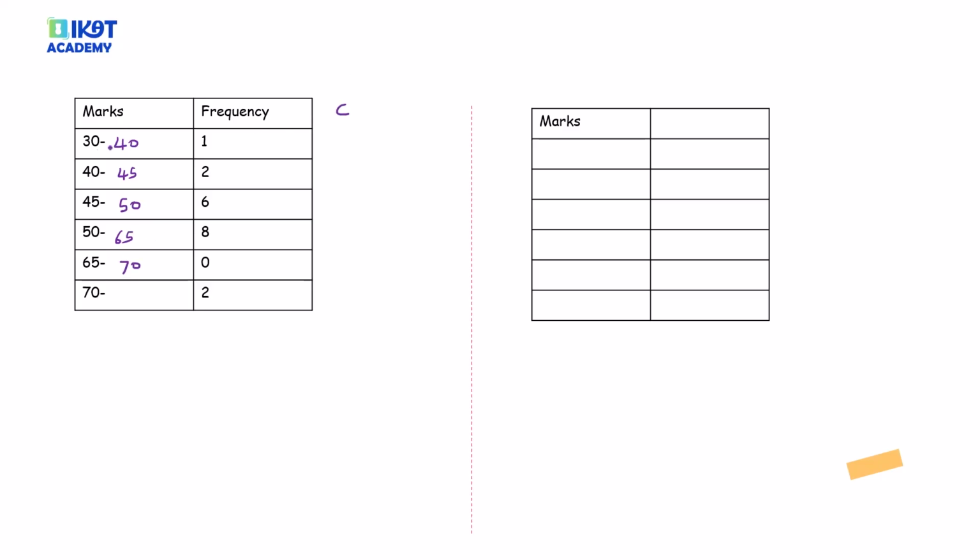So 40 minus 30, 10. 50 minus 45, 5. 65 minus 50, I think that's 15. Yeah, that's 15. 70 minus 65, that is 5. Now here you see the class intervals are not the same, so we wonder what we are going to add here to get the last value.